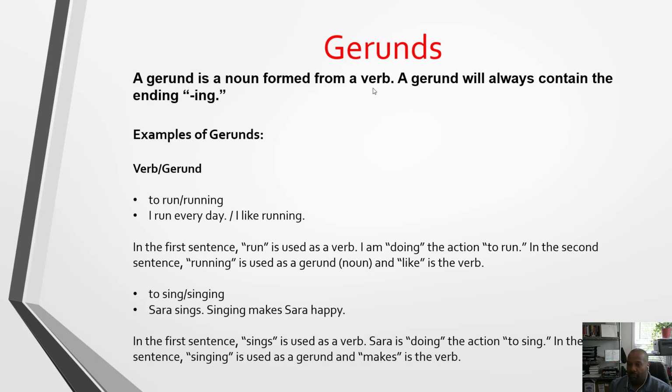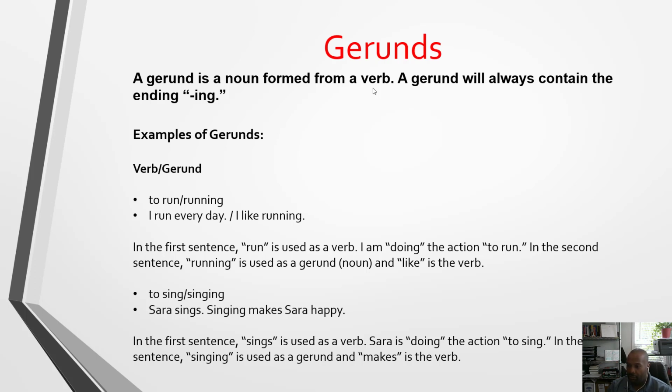The second one, I run every day. That's a verb, that's an action. I run every day. Then, I like running, that's a gerund. All right? I like running. Running is now the object. Okay. In the first sentence, run is used as a verb. I am doing the action to run. In the second sentence, running is used as a gerund or noun, and like is the verb.